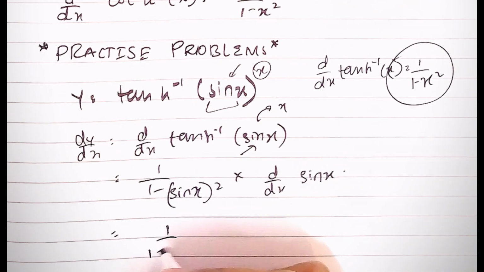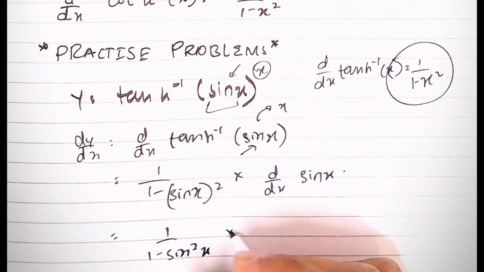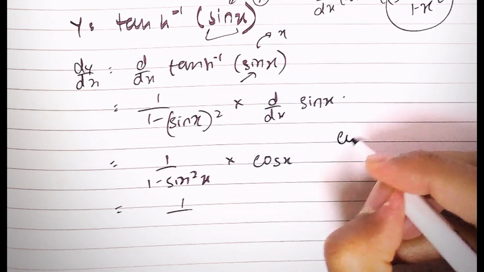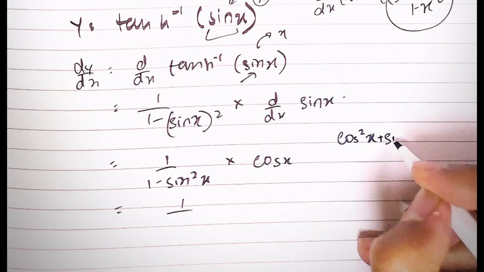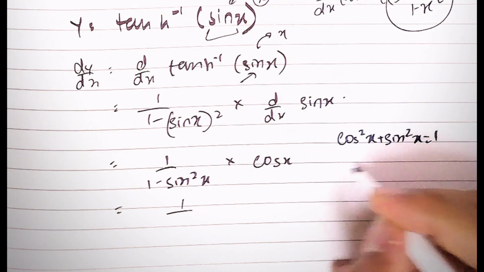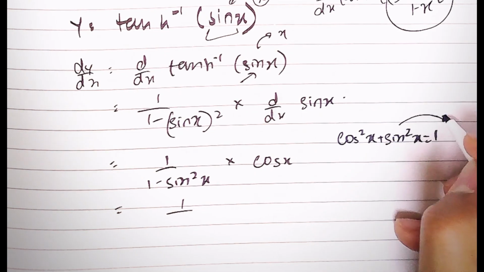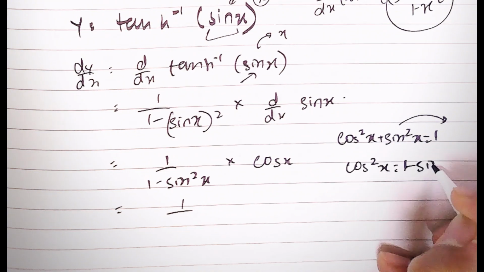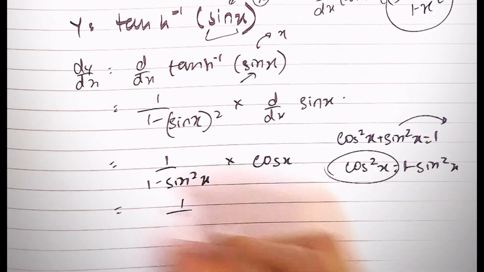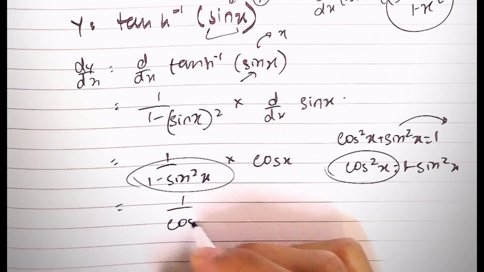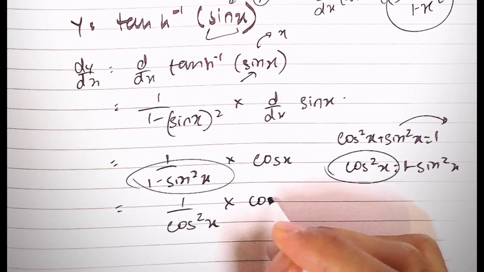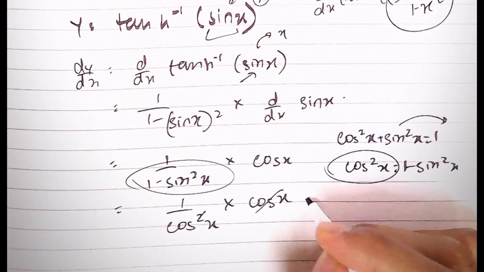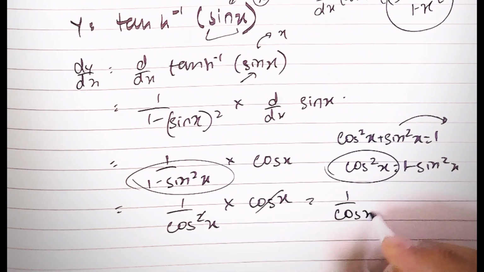So 1 divided by 1 minus sin squared x, multiplied by the derivative of sin x, which is cos x. Now this is actually a property: cos squared x plus sin squared x is equal to 1. So if we subtract sin squared x by moving it to the opposite side of the equation, we have cos squared x equal to 1 minus sin squared x. So we can write cos squared x multiplied by cos x. The second power would be cancelled by this term right over here, and we are left with 1 divided by cos x. So this is the final derivative.